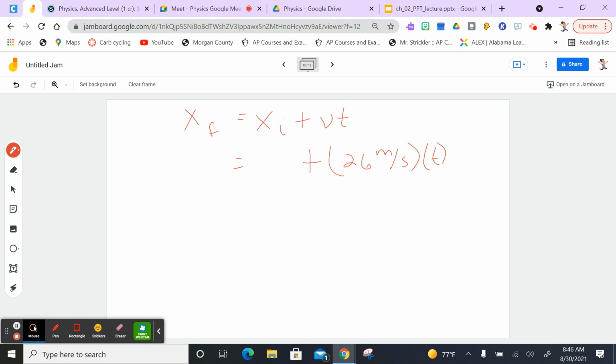So in the first part, they're just wanting the equation. They're not wanting you to solve the equation. Okay? So the equation is going to be our initial position at time 0 is 0. So our final position is just going to be equal to whatever my velocity is times whatever my time is. So this is the answer for A: x equals 26 meters per second times t, whatever time is. That's for the car.